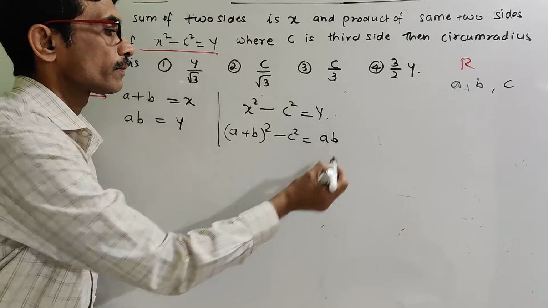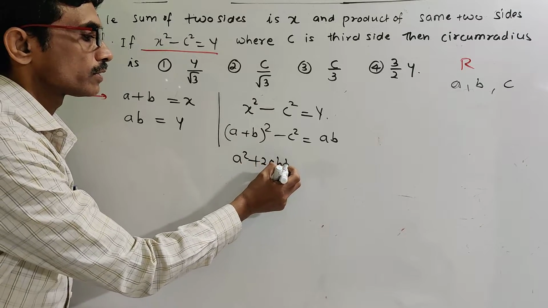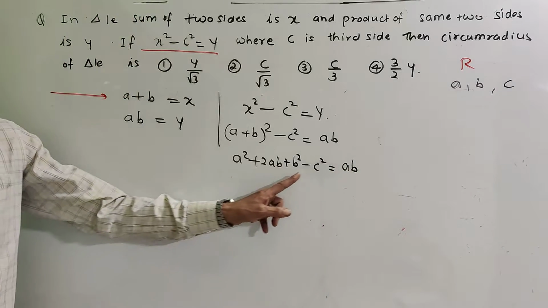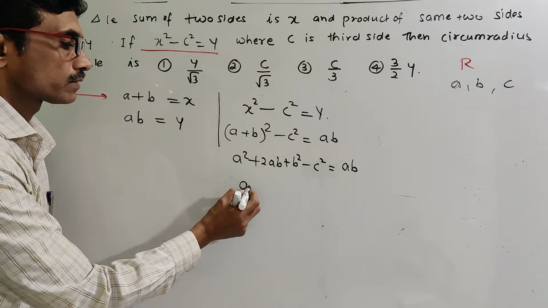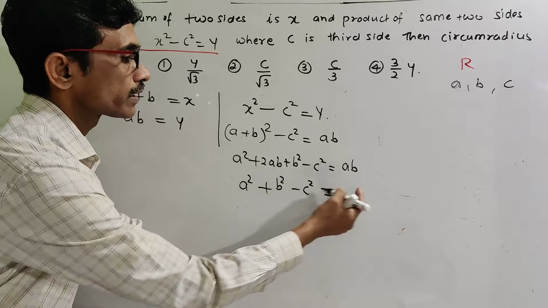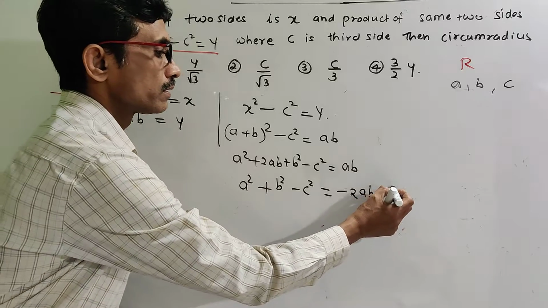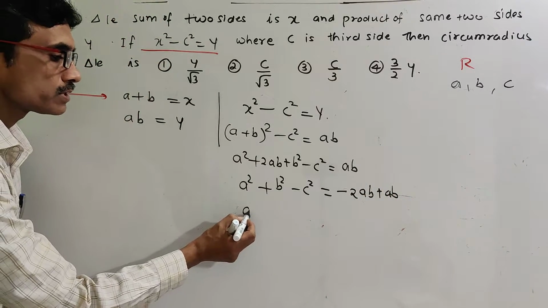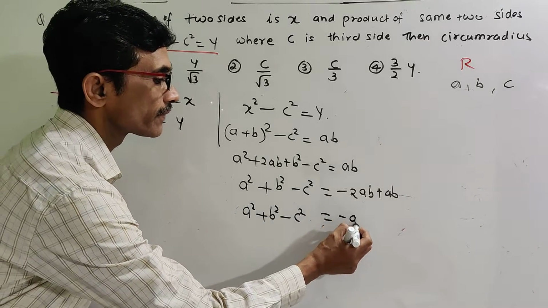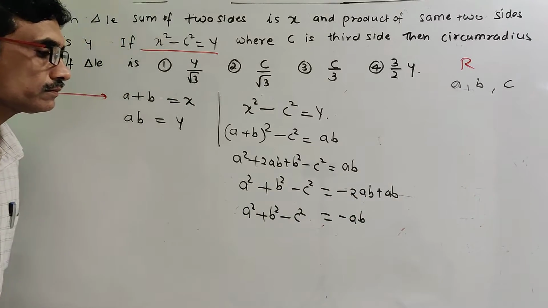Y is ab. We expand this: a² + 2ab + b² - c² = ab. Now we take the ab on the right hand side, so a² + b² - c² = -2ab + ab. So a² + b² - c² is equal to -ab. This is minus ab, and we divide by ab.